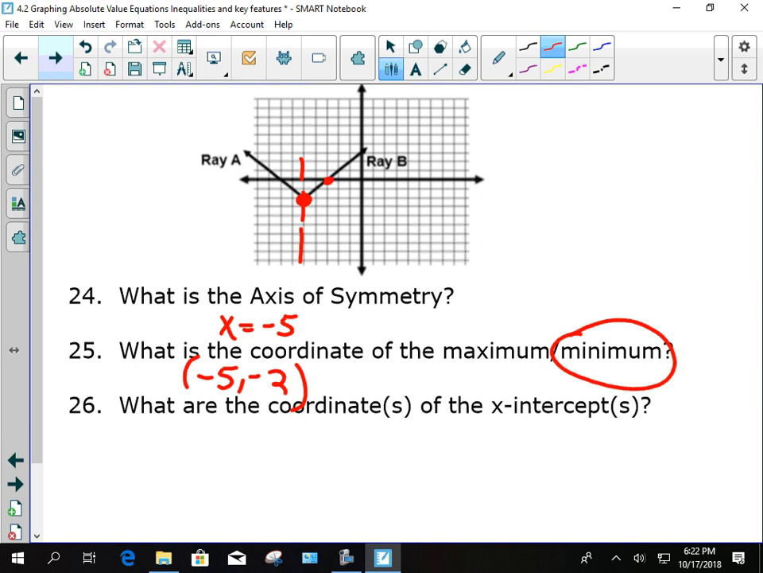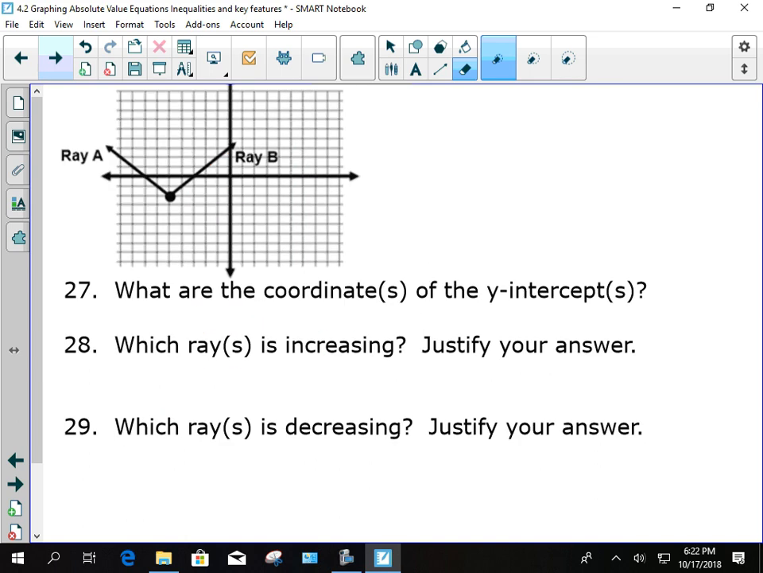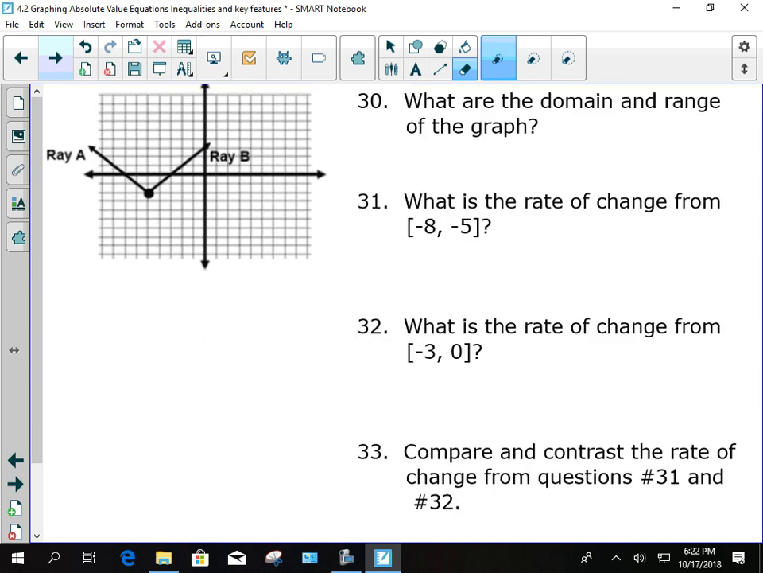Coordinates for the x-intercepts are right here. Remember, y is 0 at the x-intercepts. Those are all the same. This is all the same.